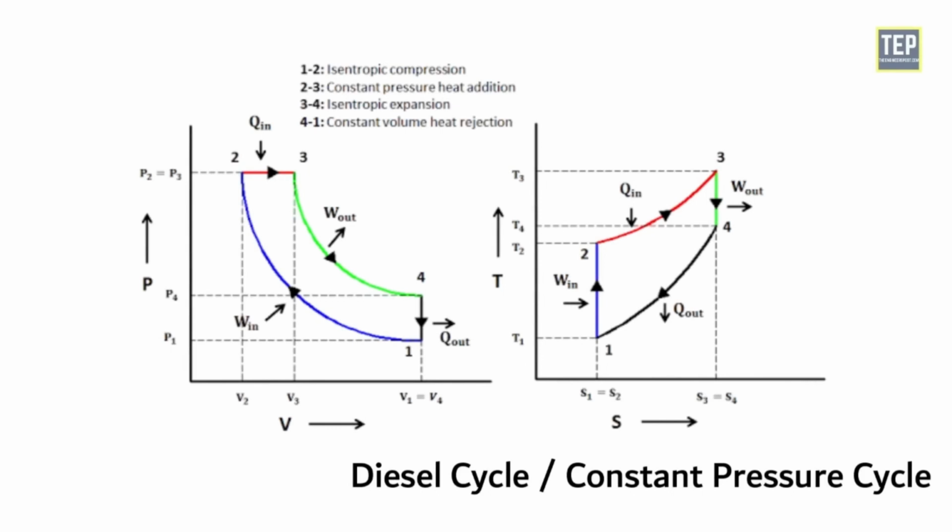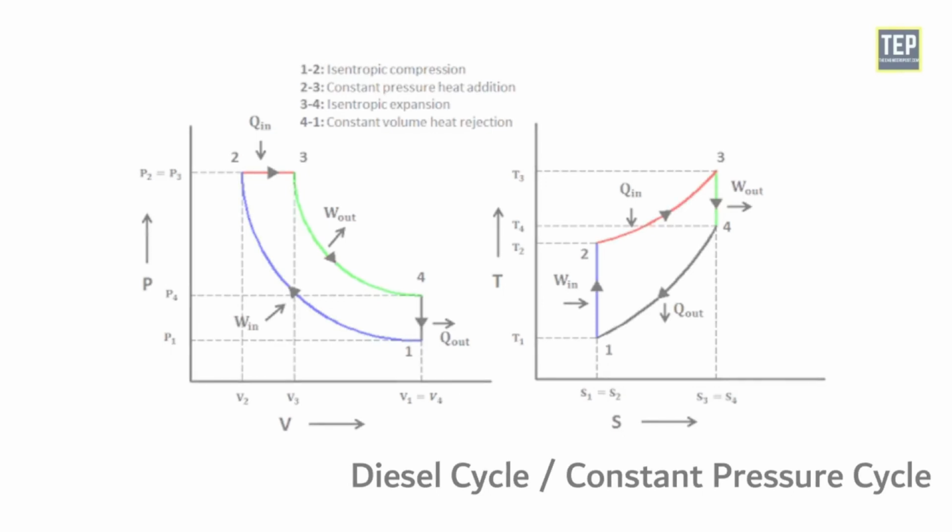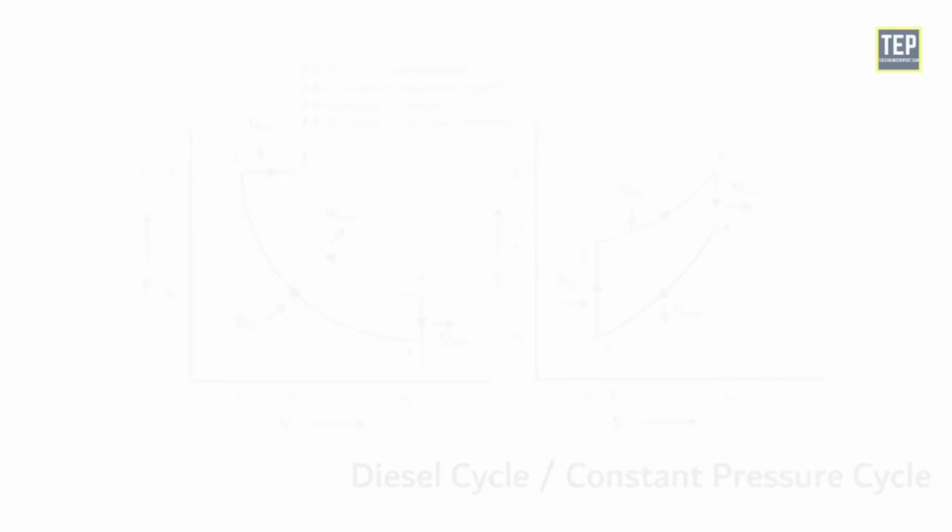Now we are going to see the PV graph and the TS graph. In this graph, we will see the combustion processes: isentropic compression, constant pressure heat addition, isentropic expansion, and constant volume heat rejection.